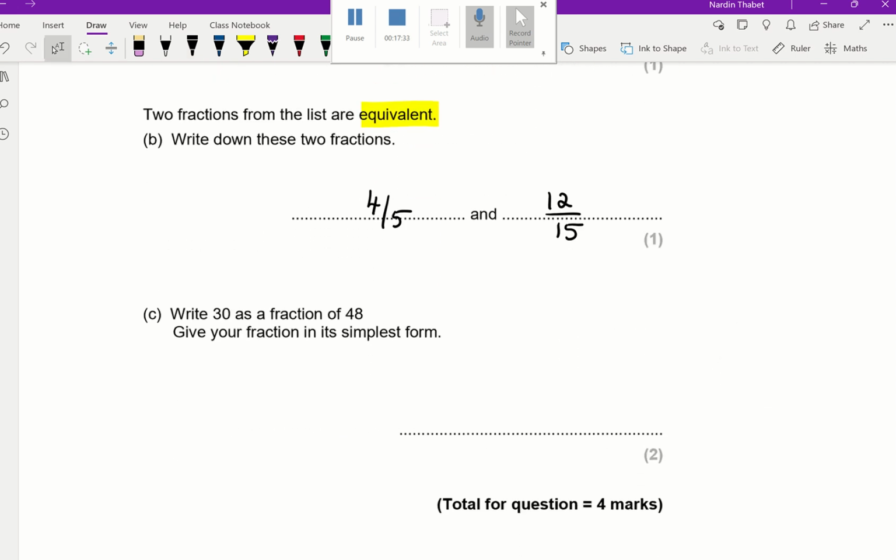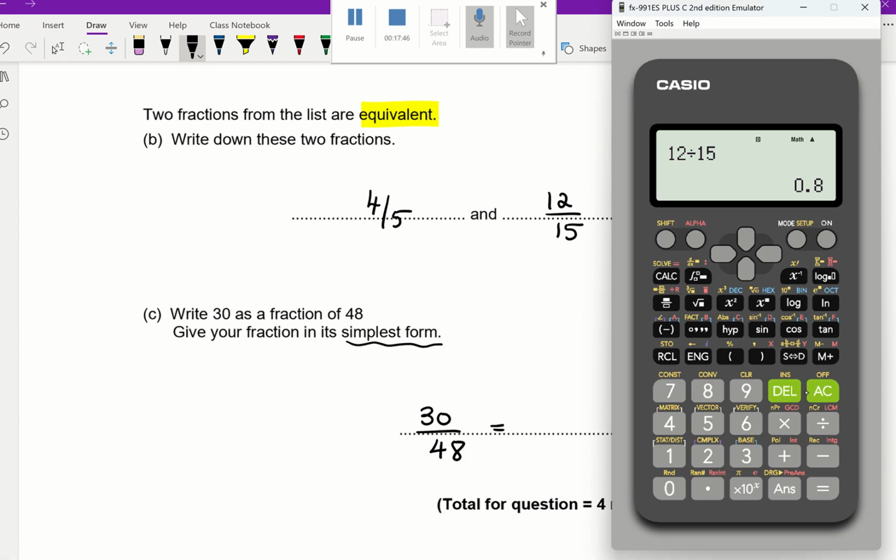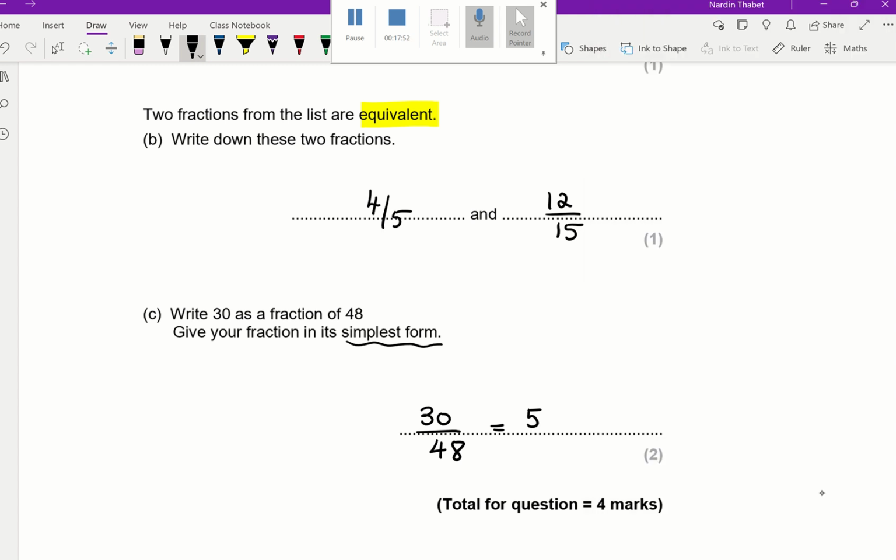And then it says write 30 as a fraction of 48. Give your fraction in its simplest form. So this is 30 over 48. And I put it in my calculator, 30 over 48, and I get 5/8.